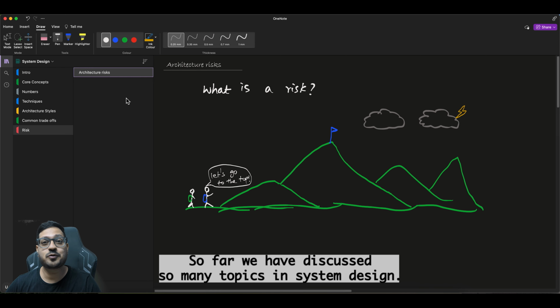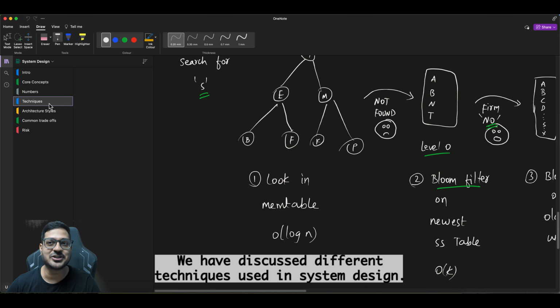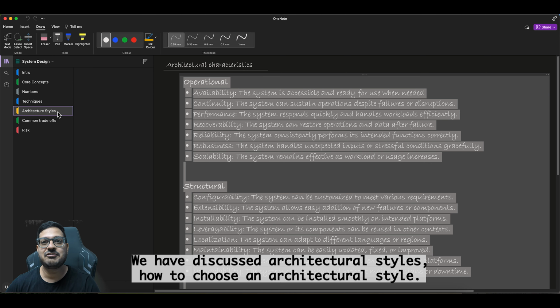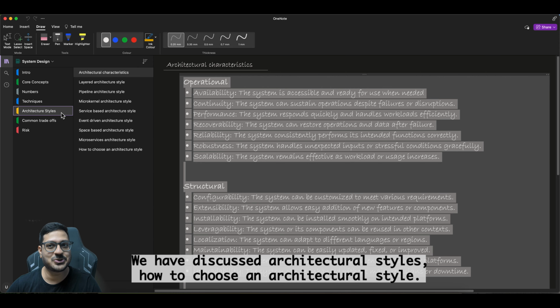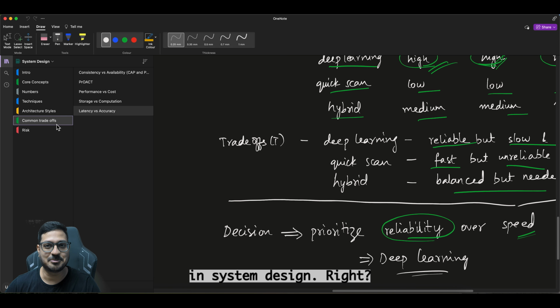Welcome back, engineers. So far, we have discussed so many topics in system design. We have discussed the core topics, the numbers, and different techniques used in system design, the common ones. We have discussed architectural styles and how to choose an architectural style. We have also discussed common trade-offs in system design, right?